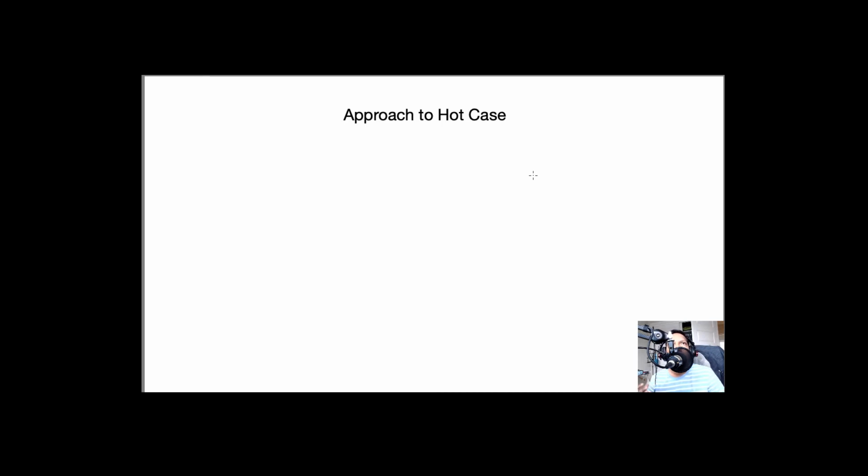That's why I came up with a mnemonic for the approach towards the hot case, and that is called POSE. As if you are posing. Okay, so what does the P stand for? The P stands for the preparation phase.